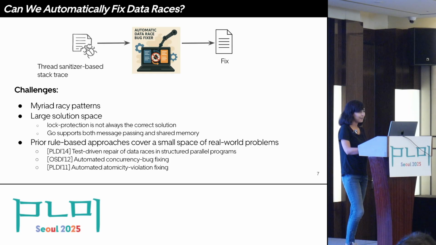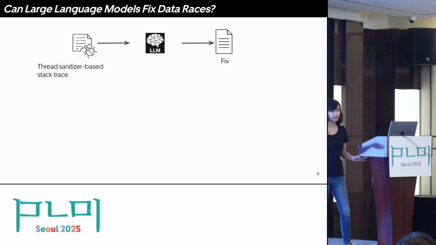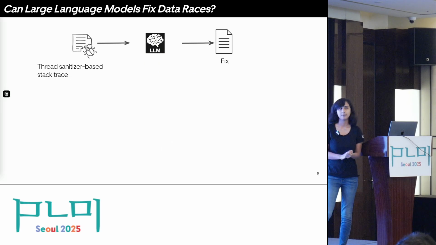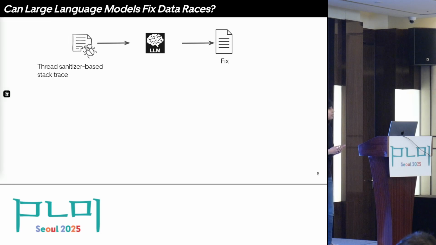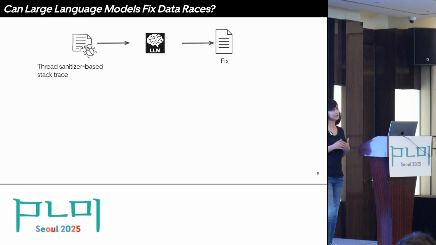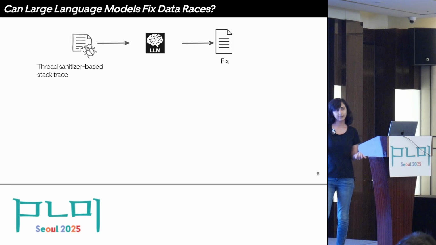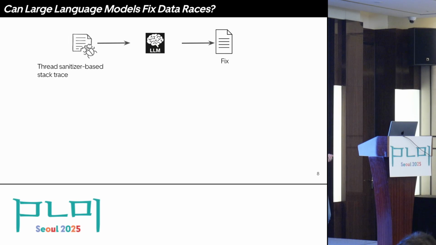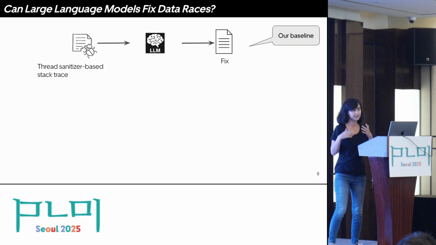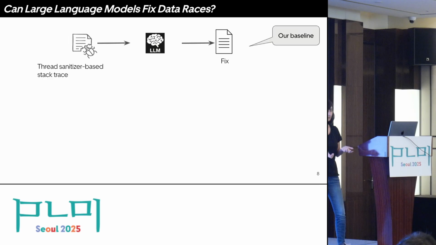With the advancement of LLMs over the last few years, we wanted to know if large language models were able to fix these data races. Let's say we have this ThreadSanitizer-based stack trace. We throw it at an LLM. Would it be able to come up with the fix or not? This is what we use as a baseline to compare our tool against.